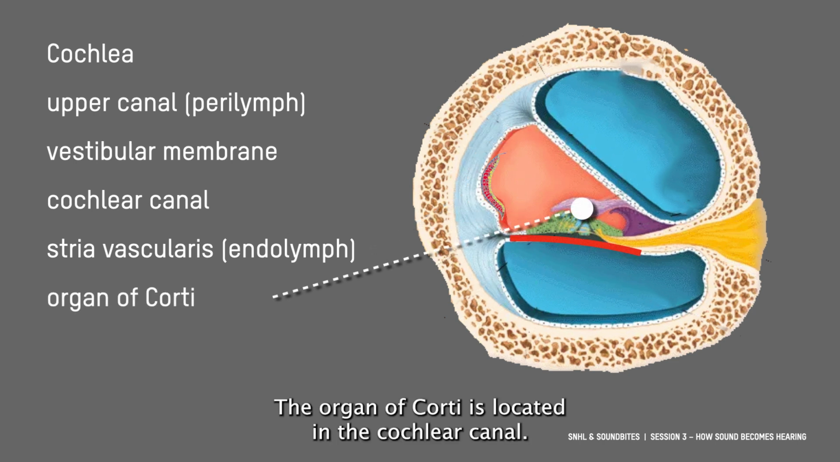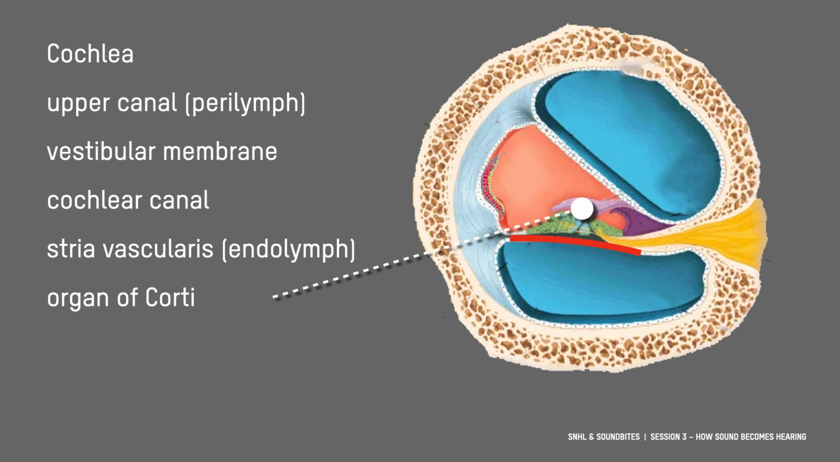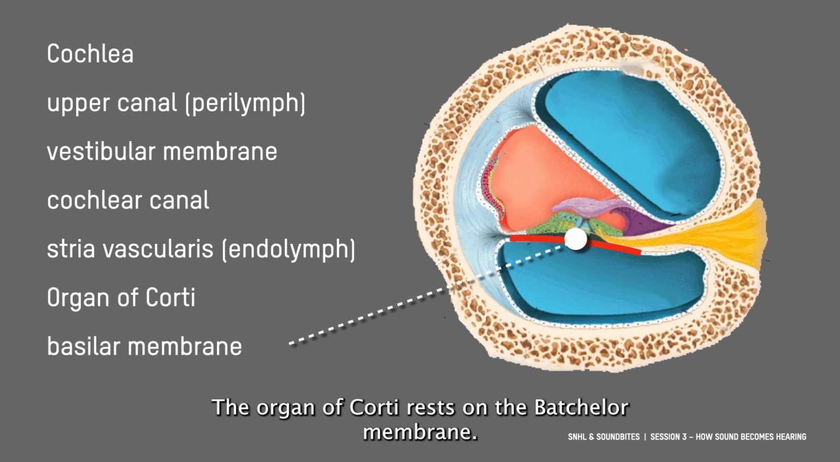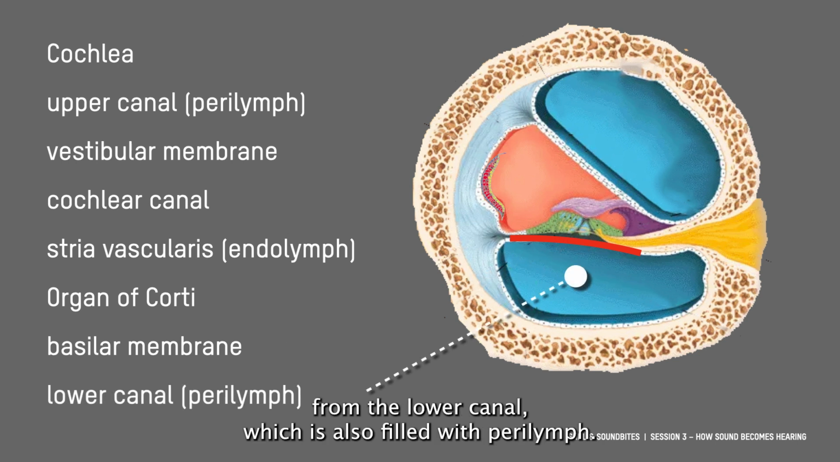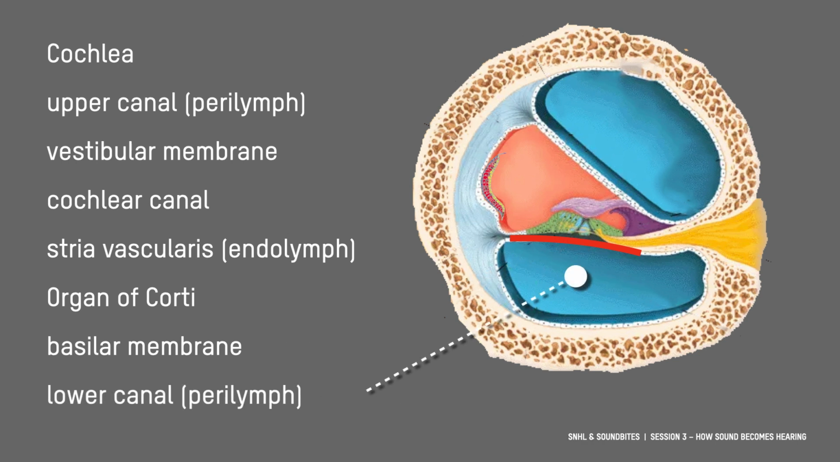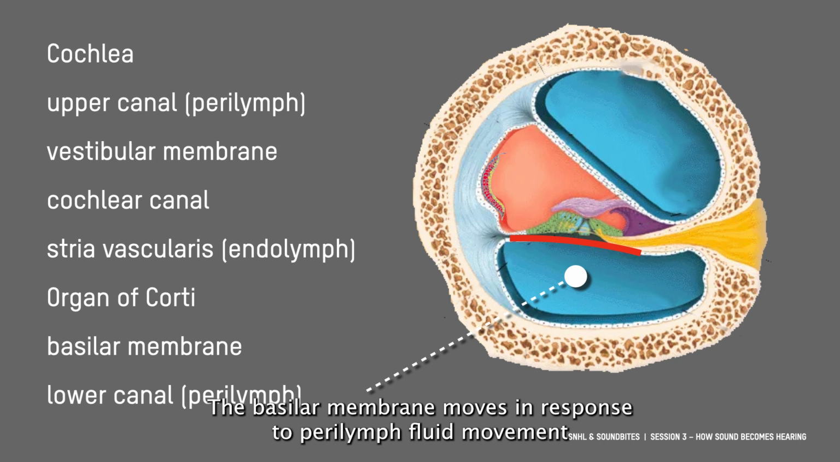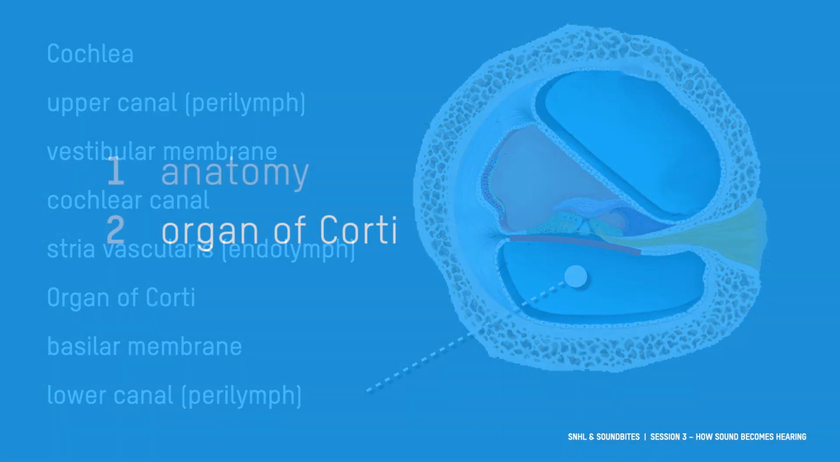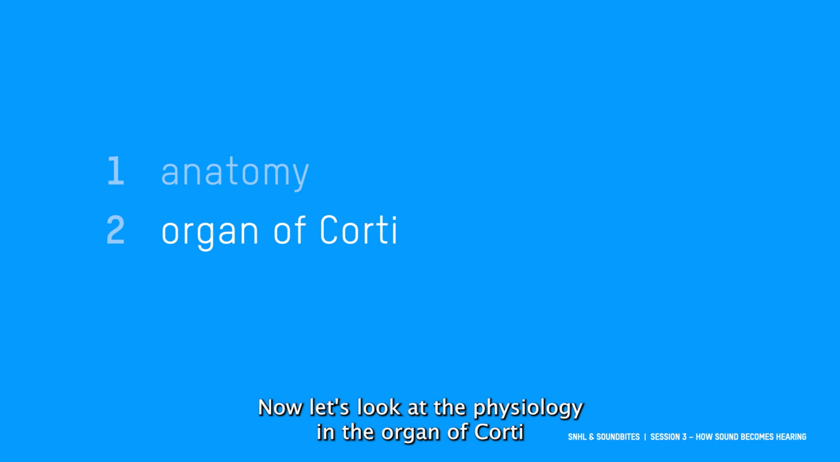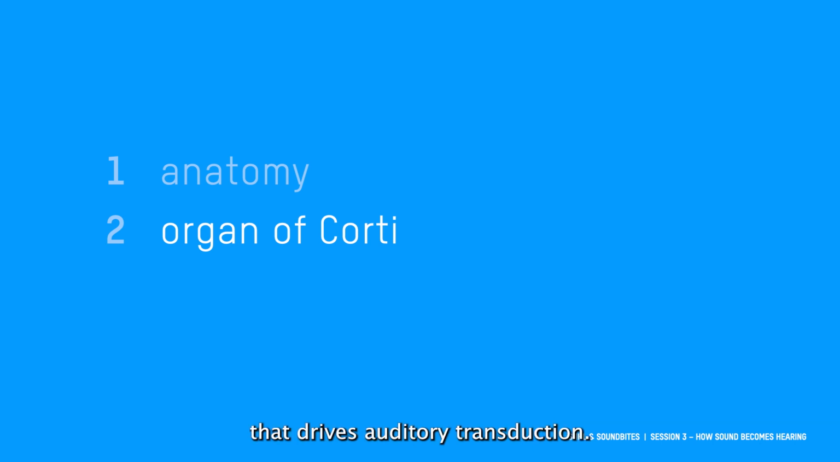The organ of Corti is located in the cochlear canal. The organ of Corti rests on the basilar membrane. The basilar membrane separates the cochlear canal from the lower canal, which is also filled with perilymph. The basilar membrane moves in response to perilymph fluid movement in the upper and lower canals. Now let's look at the physiology in the organ of Corti that drives auditory transduction.